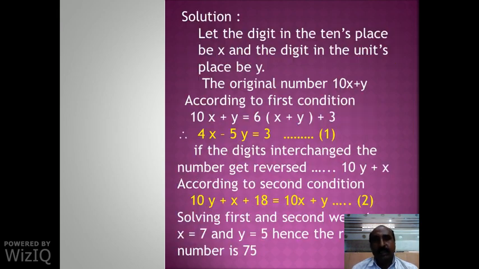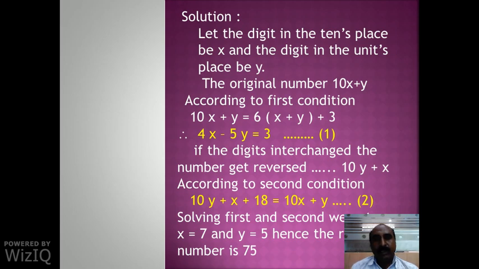For the solution of this, let the digit in tens place be x and the digit in units place be y. The original number becomes from these two digits, that is 10 into the tens place digit plus 1 into the units place digit, that means 10x plus y. According to the first condition, the equation becomes: 10x plus y is equal to 6 times (x plus y) plus 3. By solving this, we will get 4x minus 5y is equal to 3. Call it equation number 1.